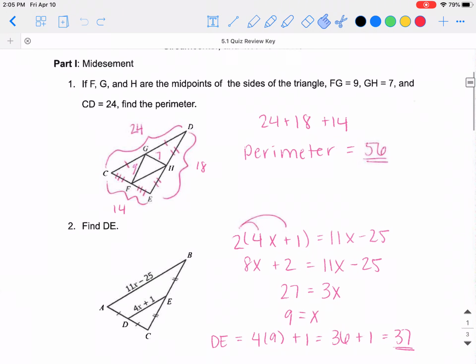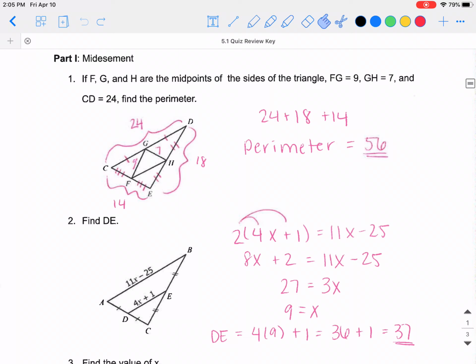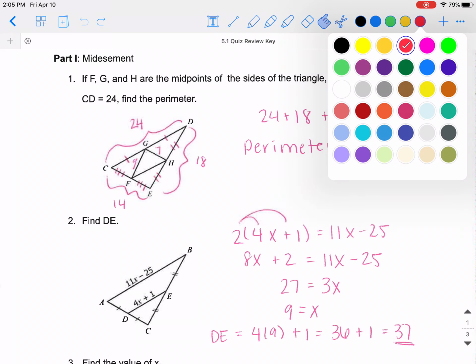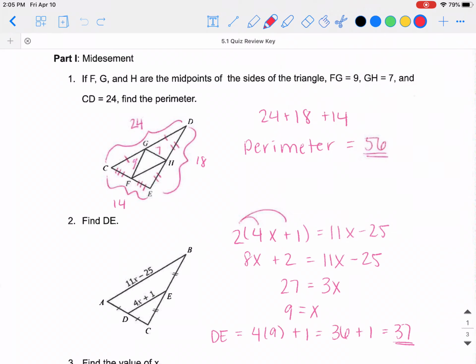So part 1 was midsegment. If F, G, and H are all the midpoints of the sides of the triangle, FG is 9, GH is 7, and CD is 24, find the perimeter. So for our midsegment, when you connect the midpoints of the sides of a triangle, that's called a midsegment.